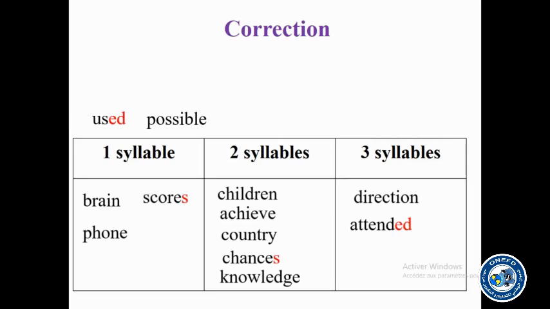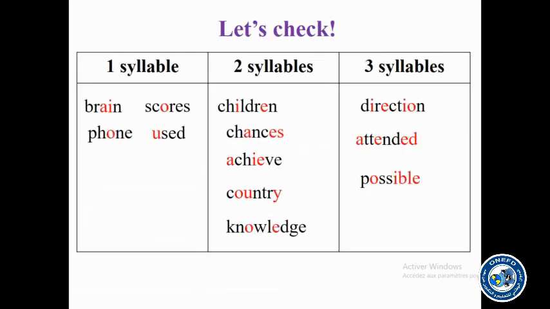Used. Is there any vowel sound at the end? No. So one syllable. And attention here. Possible. How many vowel sounds? Very good. Three vowel sounds, so three syllables. So this is just for you to check your answers, and you see that here I crossed all letters we did not read since they are silent.